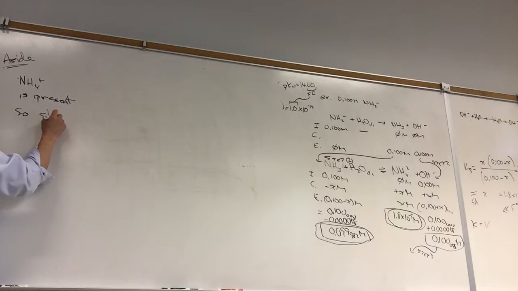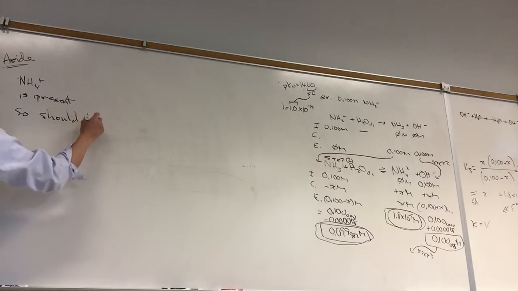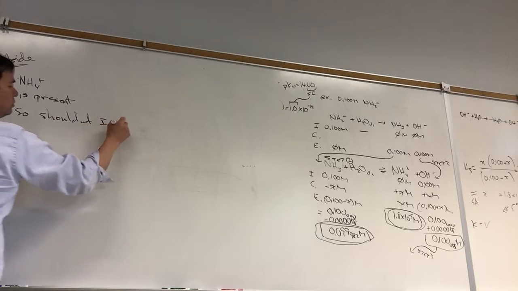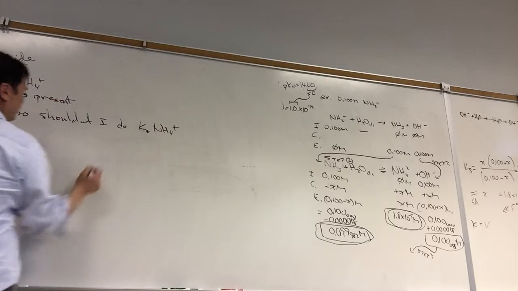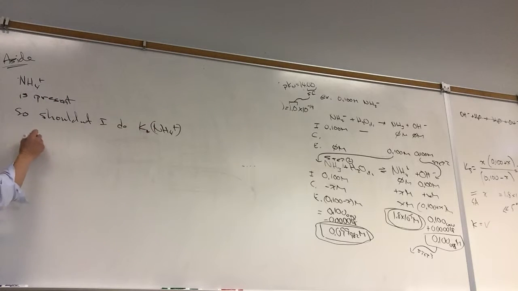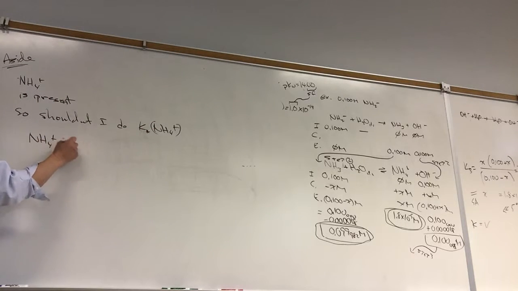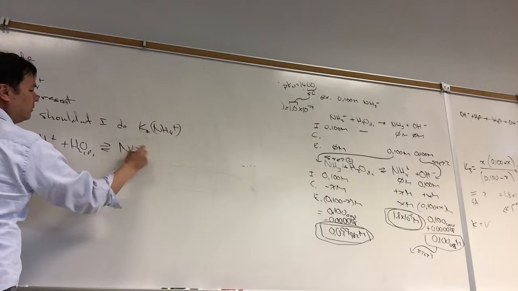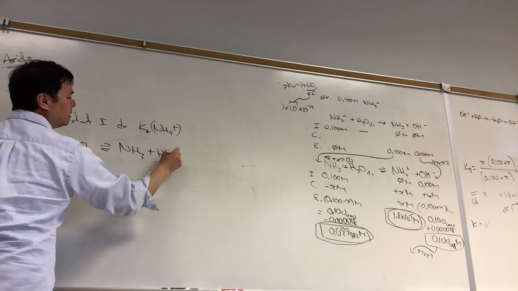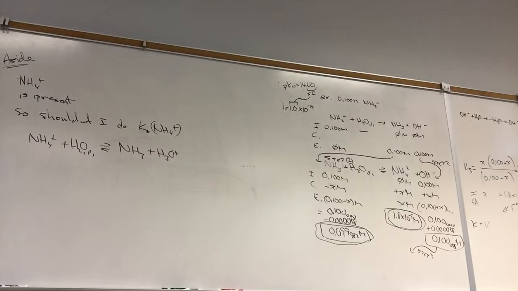so shouldn't I do Ka for ammonium? And ammonium is going to hydrolyze water. Acids hydrolyze water, they're going to be a proton donor. I'm going to form ammonia plus hydronium. And so here I'm going to have 1.8 times 10 to the minus 5.